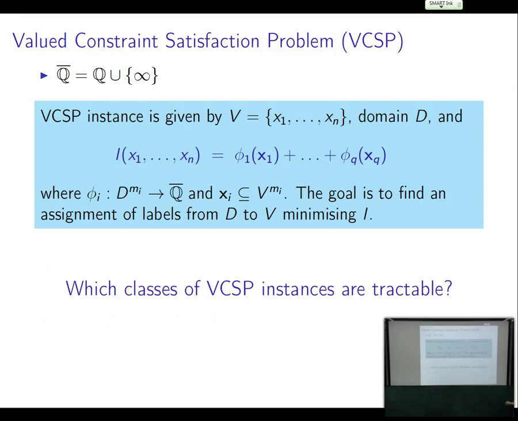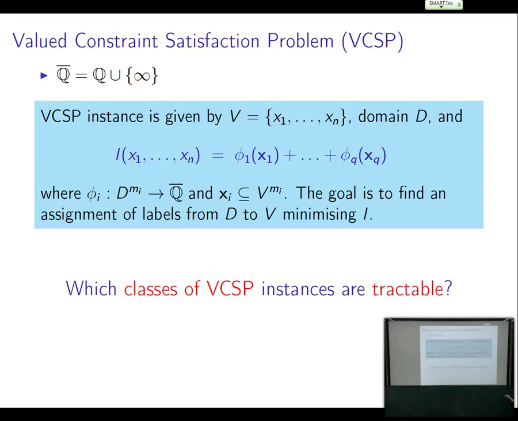Now, the question we are interested in is the following. Which classes of VCSP instances are tractable? And here, we need to be slightly more precise, we need to decide on what classes of VCSP we care about, because, of course, in general, this is NP-complete. And secondly, what do we mean by tractable? So there's a body of literature on, I'll focus on exact solvability, but, of course, you can ask, and people have asked a lot, questions about approximability, robust approximability, fixed parameter tractability, and so on and so forth.